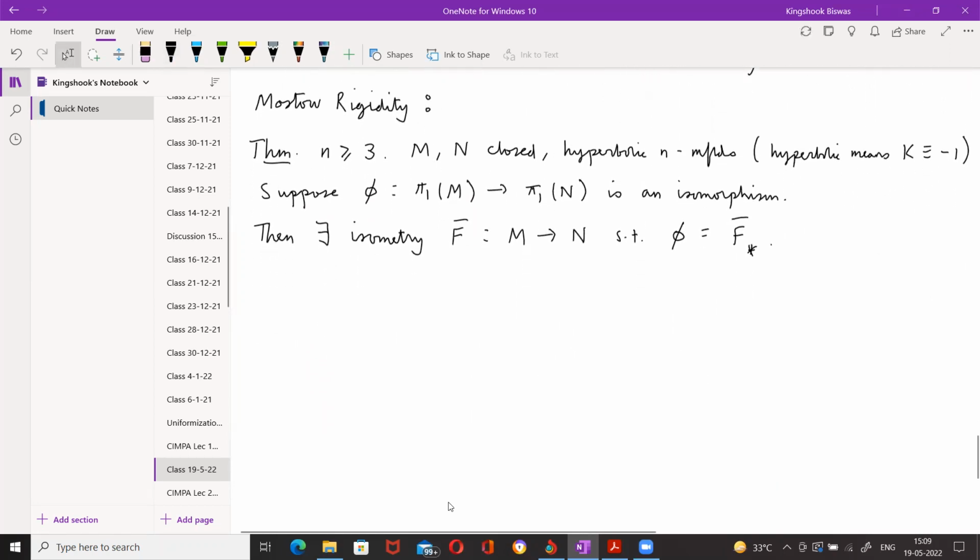Yes. So therefore, closed means compact without boundary. A closed hyperbolic manifold of dimension at least 3 is determined up to isometry by purely topological information, just by its fundamental group, right? If two of these manifolds have the same fundamental group, then they are isometric. Okay.